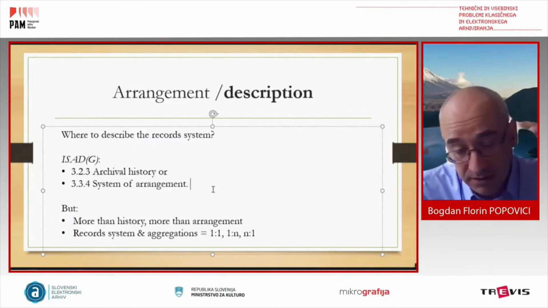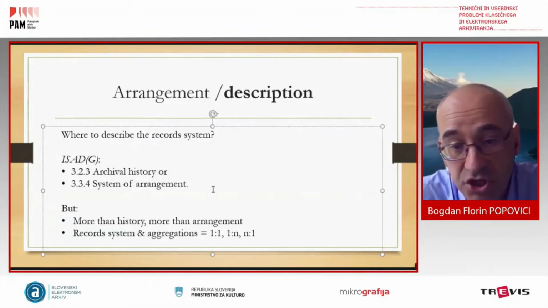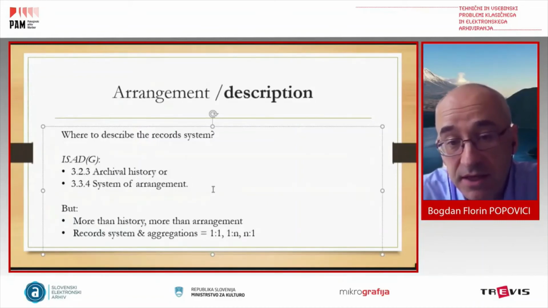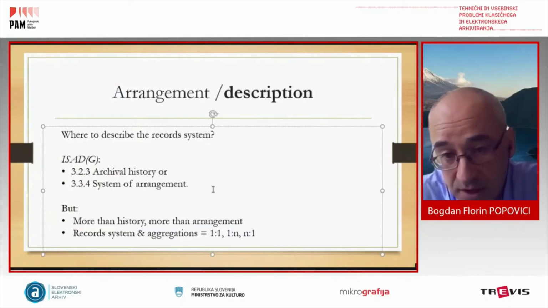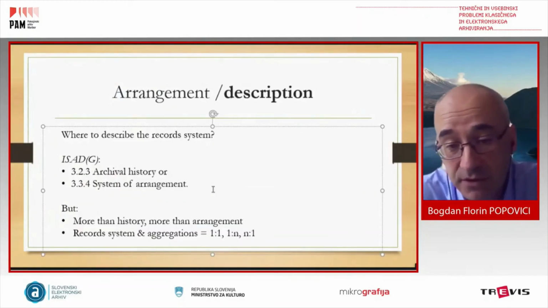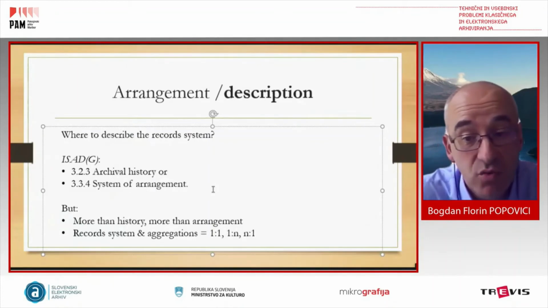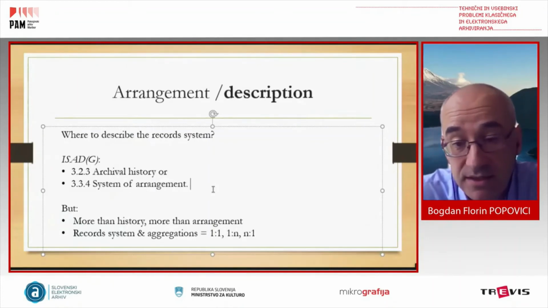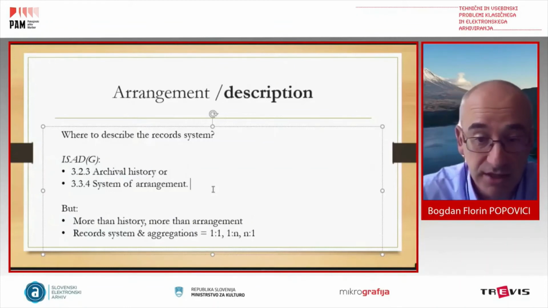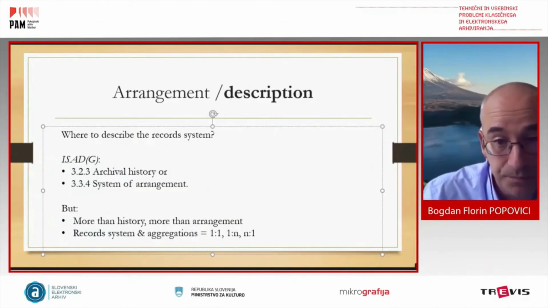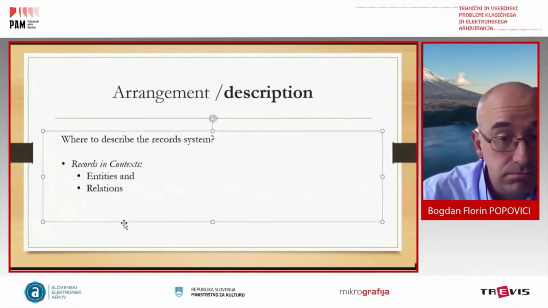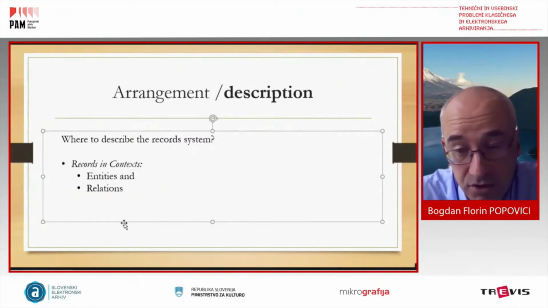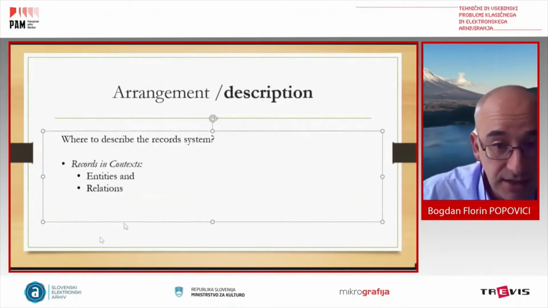Moreover, considering the hierarchical system prescribed by ISAD(G), we see the incompatibility of the standard with a description of a record system, because the relations between record system and aggregations may be one-to-one, one-to-n, or n-to-1. So basically, it needs a multi-dimensional presentation and not a simple, mono-hierarchical one. If we try to employ for the description of the record system the new conceptual model, Records in Contexts, we might have the possibility to describe the record system by using entities and relations.